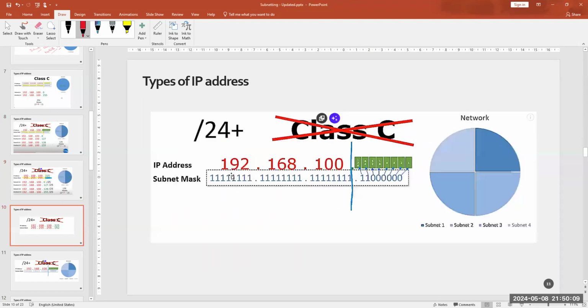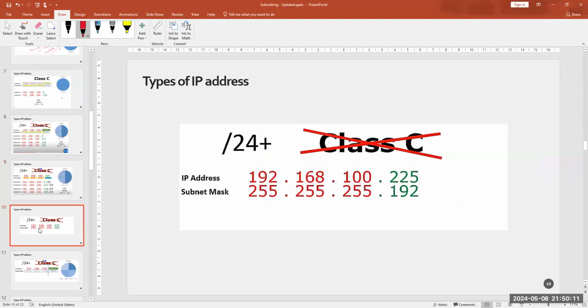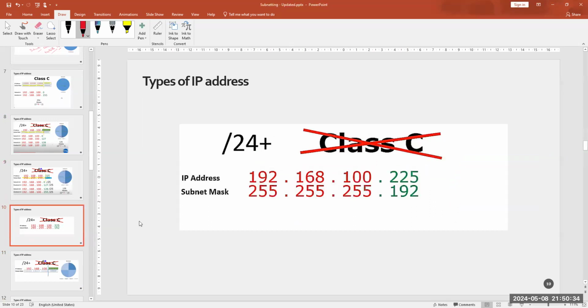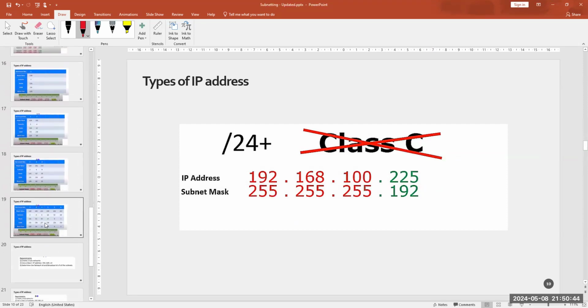Let us take another example so that it becomes more clear. This is the IP address 192.168.225, and this is the subnet mask 192. And this is the IP addresses over here. Now, as I said, 255, and here the subnet mask is 192. Okay. So let's go to the table.